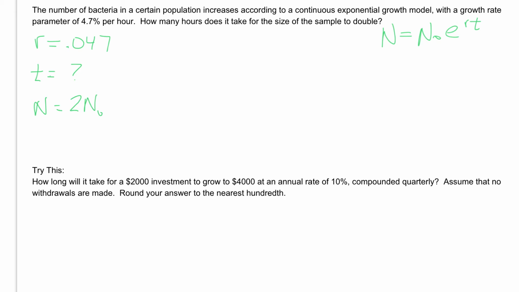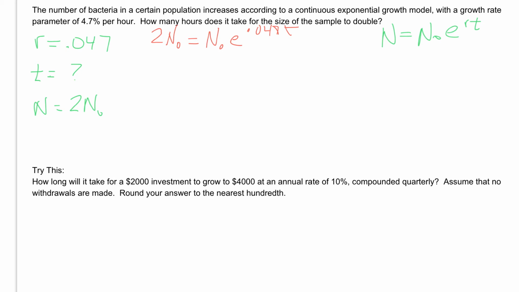And if it was to triple, this would be 3N sub 0. If it was quadruple, 4N sub 0. If you wanted to halve it, this would be 1/2 N sub 0, and so forth. Then what we're going to do is plug this into our formula. So we have 2N sub 0 equal to N sub 0 times E raised to the 0.047 times T.